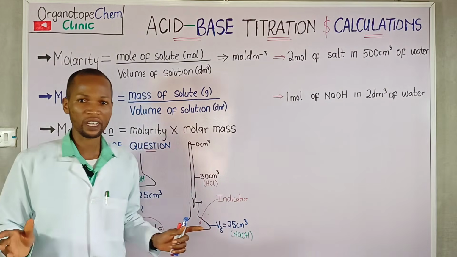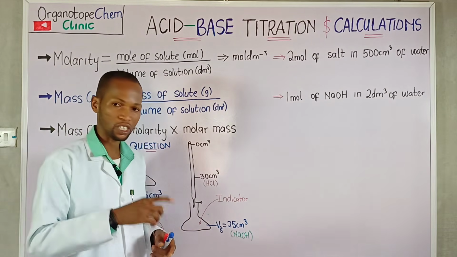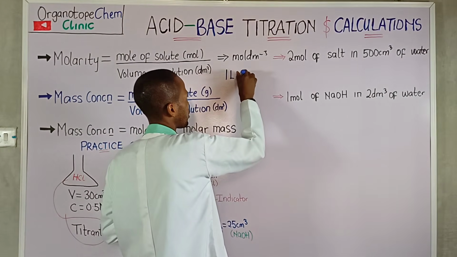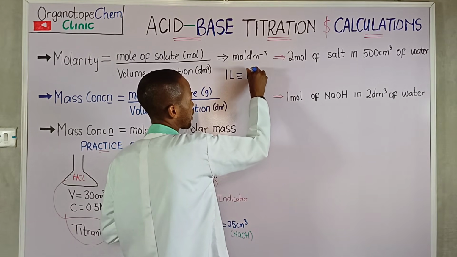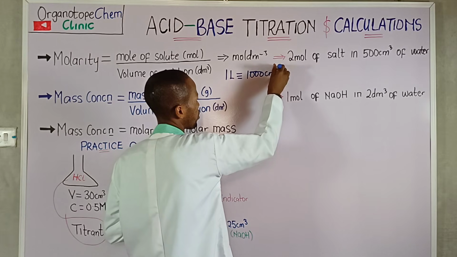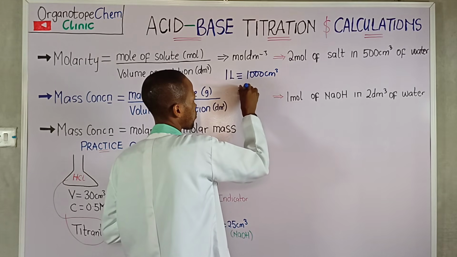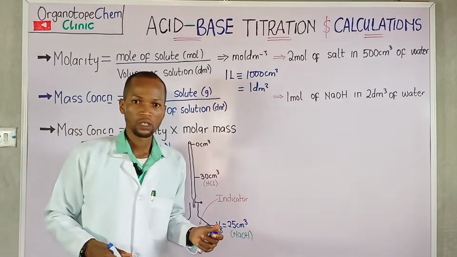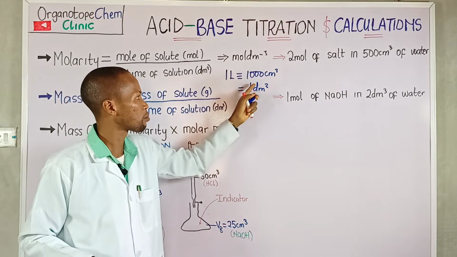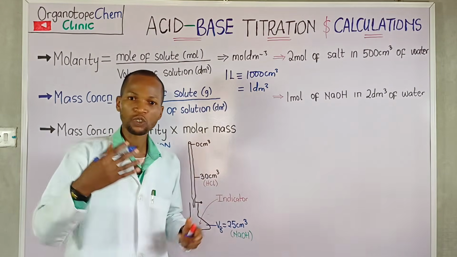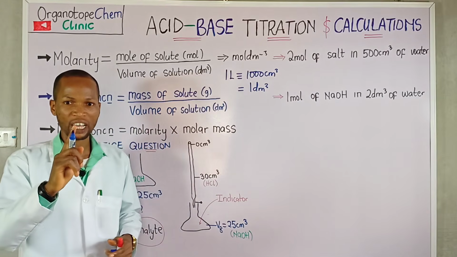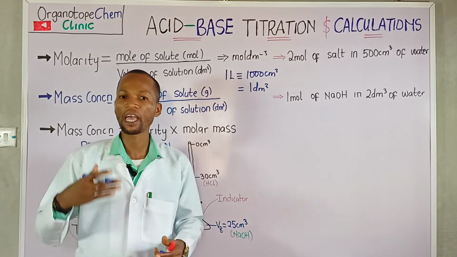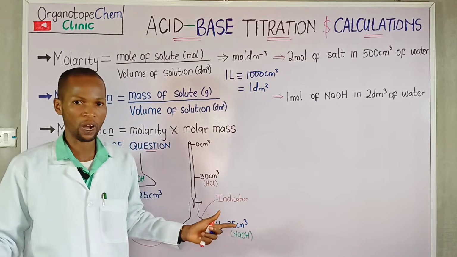Also, note this for your exam. During volume conversion, recall that 1 liter is equivalent to 1000 cm cube, which is also equivalent to 1 dm cube. Okay, so 1000 cm cube is 1 dm cube. Since 1000 cm cube is 1 dm cube, in order to convert from cm cube to dm cube, we are expected to divide by 1000.